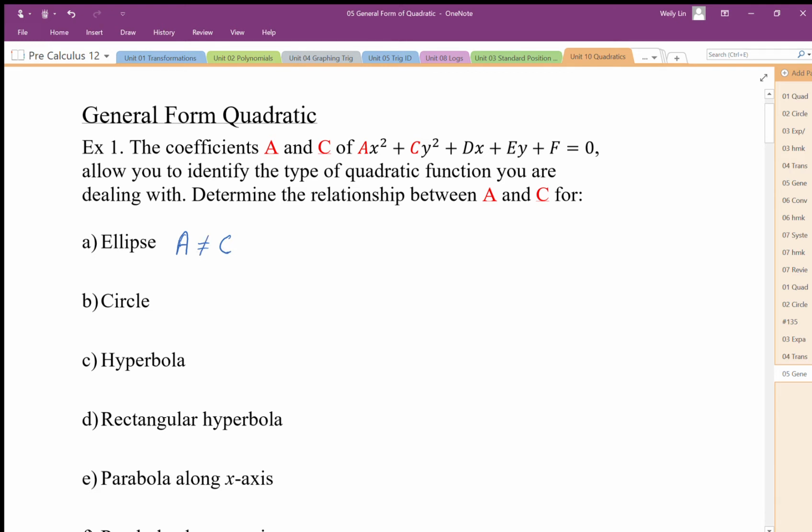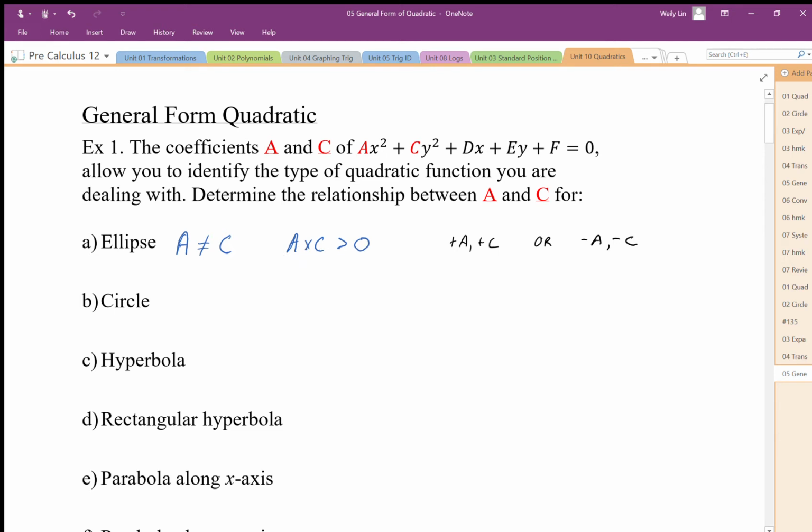But we also need to have A and C the same sign, because if they're opposite signs, we end up with hyperbolas. So A and C have to be the same sign. To do this, we can say A times C is going to give us positive. If A and C are both positive, A times C is positive, or we have negative A, negative C, and negative times negative is still positive, or greater than 0.